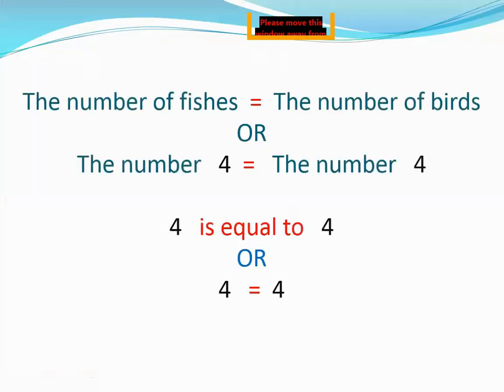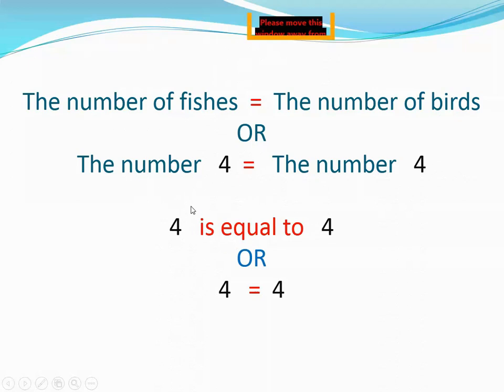Okay, let's share more here. The number of fishes is equal to the number of birds. As I count here, this number four shows the number of fishes, and this other number four shows the number of birds. So the number four is equal to the number four. How to read it? Four is equal to four.